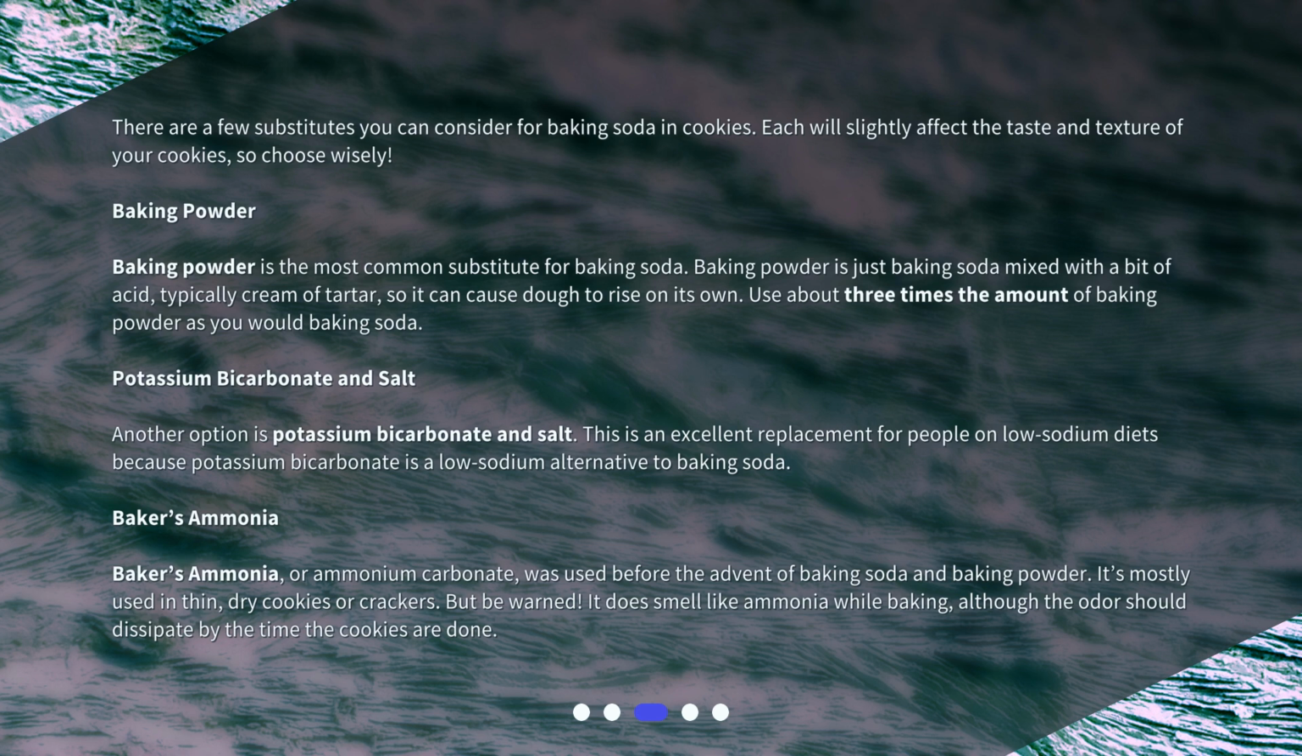Potassium bicarbonate and salt. Another option is potassium bicarbonate and salt. This is an excellent replacement for people on low-sodium diets because potassium bicarbonate is a low-sodium alternative to baking soda. Baker's ammonia, or ammonium carbonate, was used before the advent of baking soda and baking powder. It's mostly used in thin, dry cookies or crackers. But be warned, it does smell like ammonia while baking, although the odor should dissipate by the time the cookies are done.